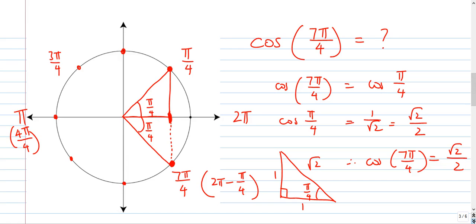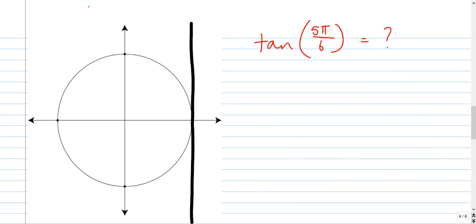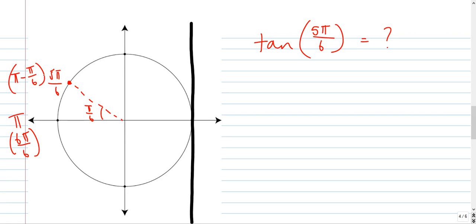My last example is tan of 5 pi on 6. Okay, so again, let's work out where 5 pi on 6 lives. Here's pi, which is the same as 6 pi on 6. 5 pi on 6 is going to be 1 pi on 6 less than that. So 5 pi on 6 is going to be here. It's the same as pi minus pi on 6.